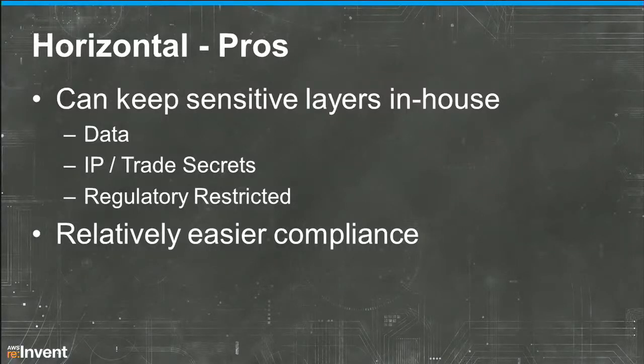What are some of the pros to the horizontal approach? You can keep your sensitive layers in-house if you need to. If you need to keep that data or you need to keep those trade secrets in-house, you can keep your database tier in-house and then deploy your application tier or your presentation tier or whatever tier you have to be working with. Maybe you move your storage into the cloud, but you keep the databases in-house. And then you get relatively easier compliance. Again, for the pieces of your stack that are highly regulated, you can keep those in your four walls and still push out some of the less strictly regulated tiers into the cloud, maybe like the presentation tier.